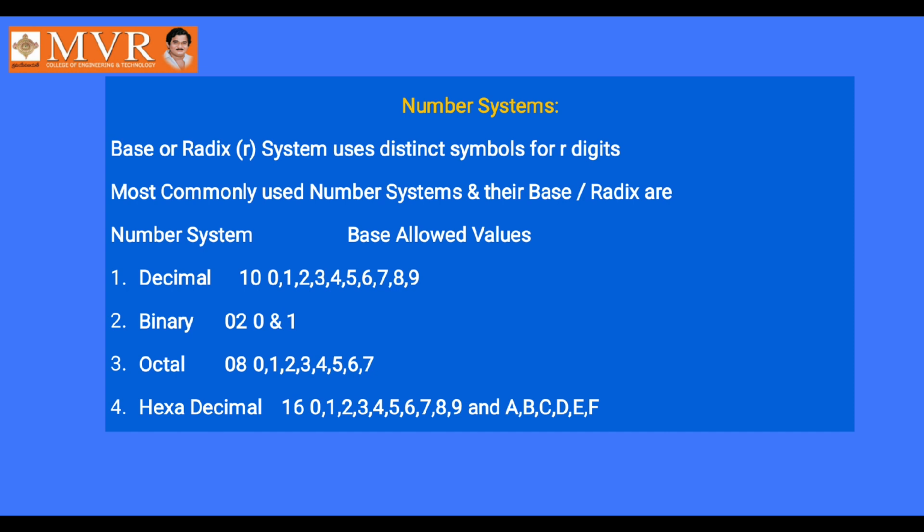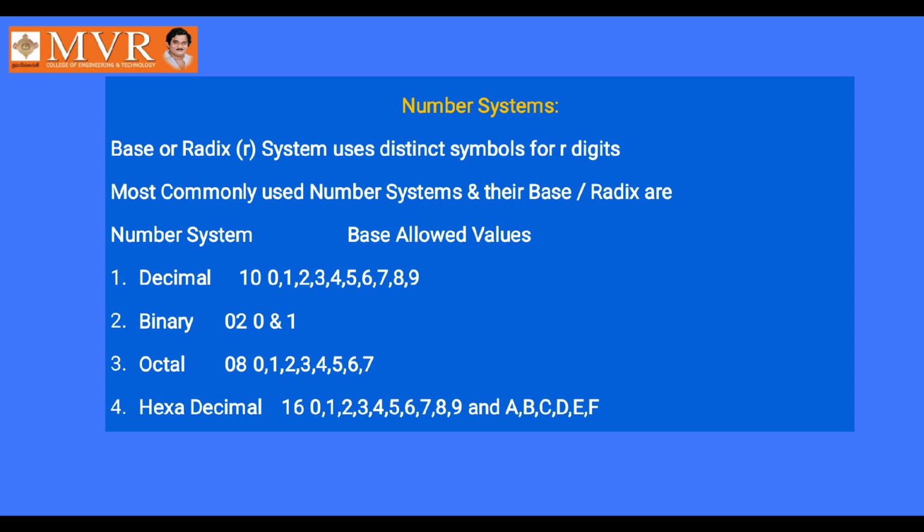Every number system will have a base value, a radix value. Different radix systems use distinct symbols for digits. In the slide we have given the most commonly used number systems in the computer era with their base or radix. The decimal number system: its base is 10, and the allowed values in decimal are 0 to 9.